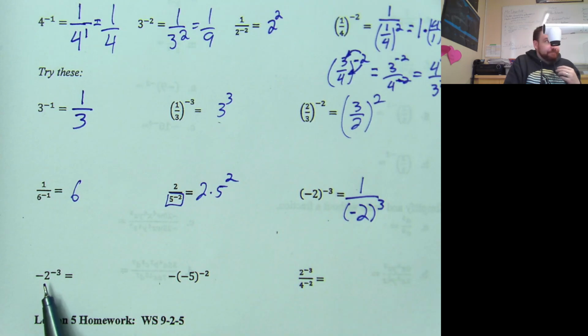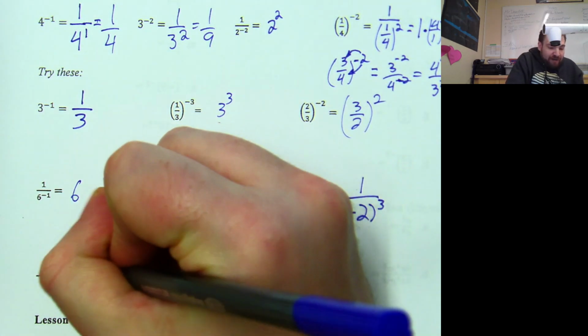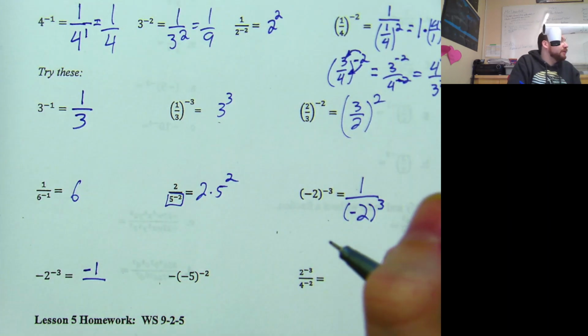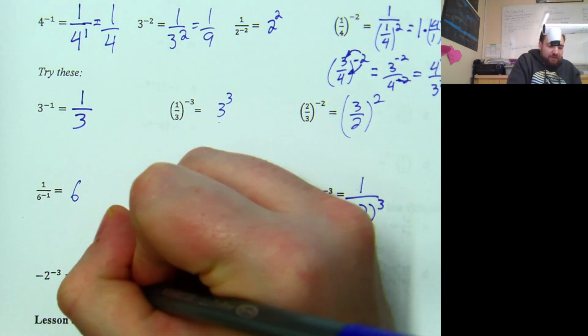What's the base here? Someone be brave, who I've not heard from yet. Rebecca. The base is 2. Not negative 2, it's just 2. So what happens to this thing? It's going to become negative 1 over 2 cubed, you betcha. Thank you, Rebecca.